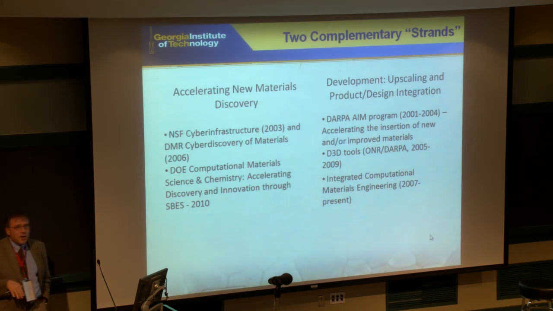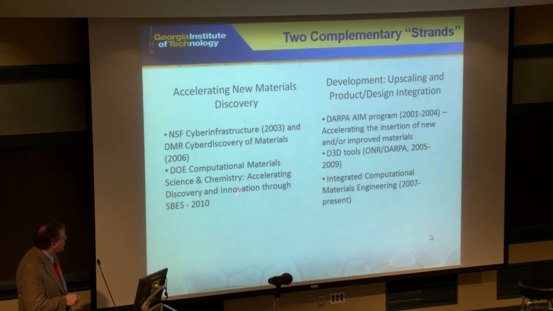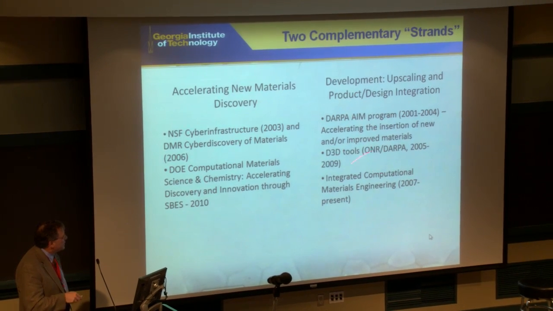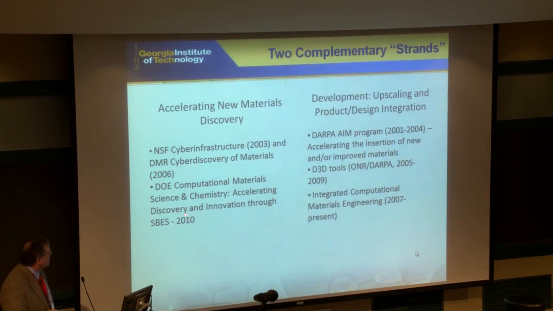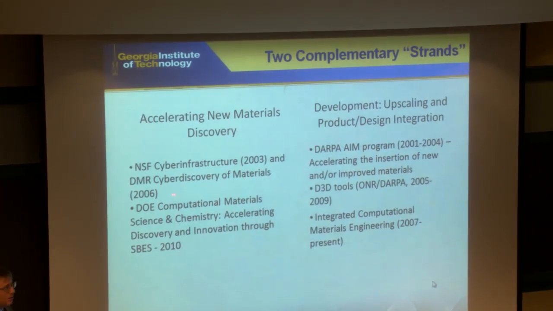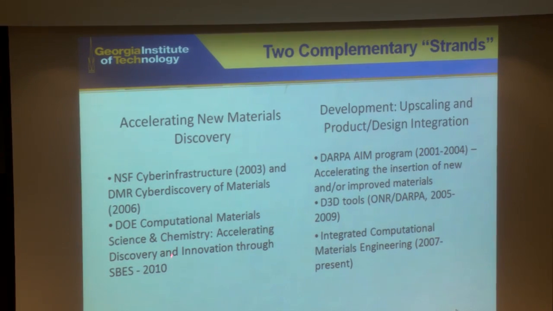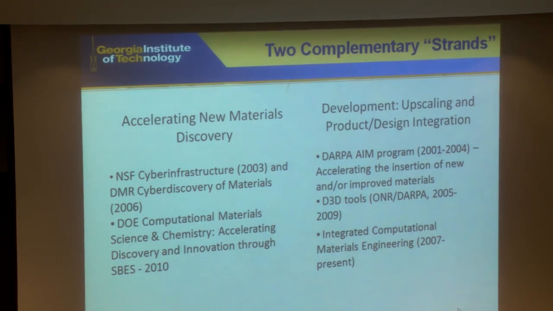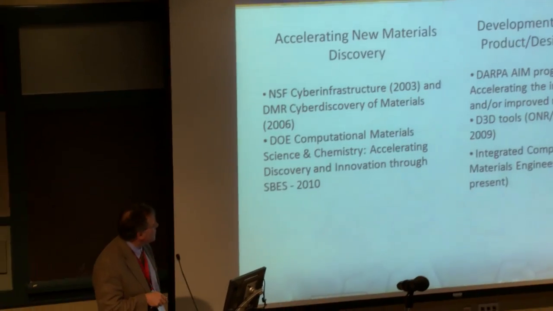So if you think of these two complementary strands, discovery and development, you can really go back to the last decade of initiatives and outline them accordingly. Thinking of the NSF DMR cyber discovery, DOE computational materials science and chemistry, simulation-based engineering science, which could straddle the two, back in, this is actually 2006.